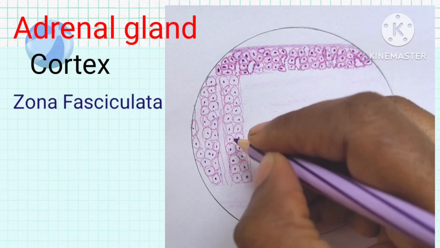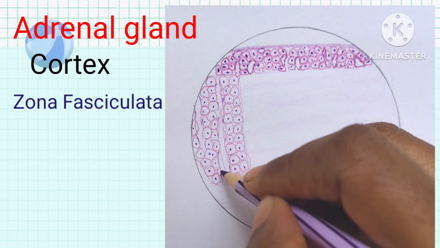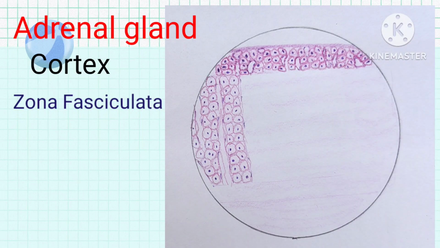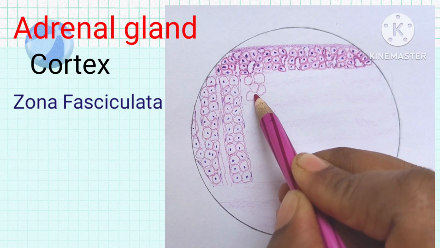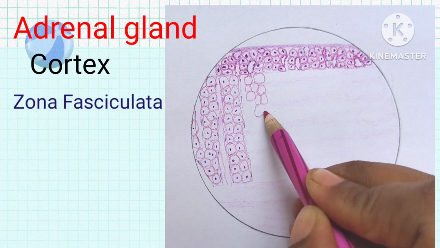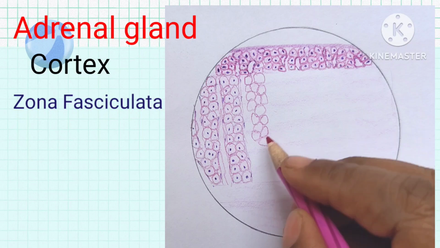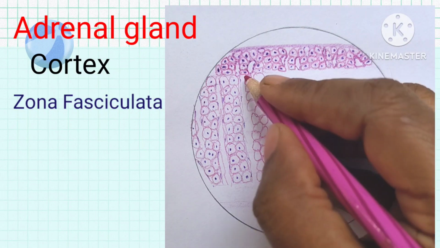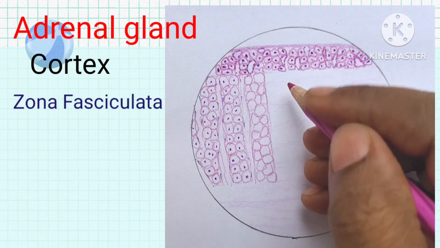The cells are very lightly staining. They have a spherical nucleus in the center. Binucleated cells are also common. The cytoplasm is acidophilic and contains numerous lipid droplets. This is the key identification feature in histological slides. When we focus the slide, we'll see rows of cells that are lightly staining. That's how you identify the adrenal gland.